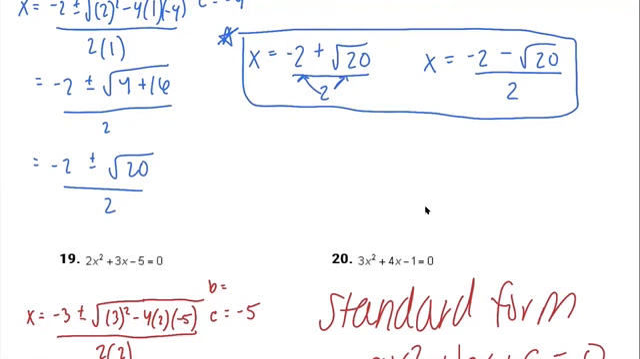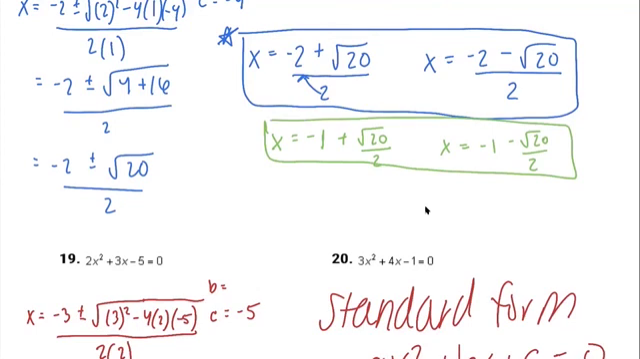Now again, it's harder to divide that number by 2. So what you'll probably most likely see is x is equal to -2 divided by 2 gives me -1 plus square root of 20 over 2. X equals -1 minus square root of 20 over 2. All right, so that's another way of seeing that answer.